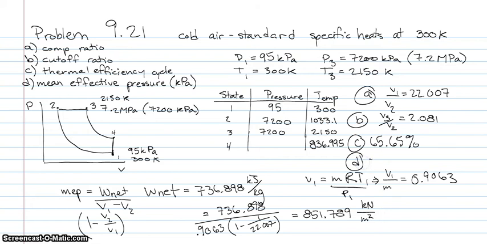Volume, fixed state one. So if you were turning this in as a homework problem, you'd probably want to write it a little prettier. And excuse me, kilonewtons per meter squared. That's what I'm asked for in kilopascals, 7,200 kilopascals, which is 1.2 megapascals. And that's it. So thank you for watching problem 9.21.